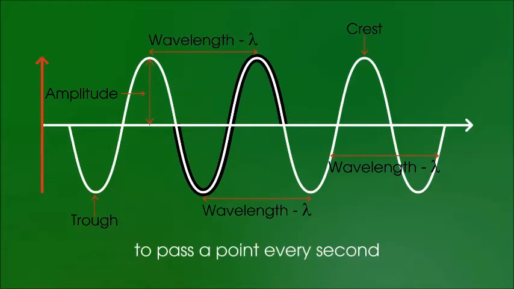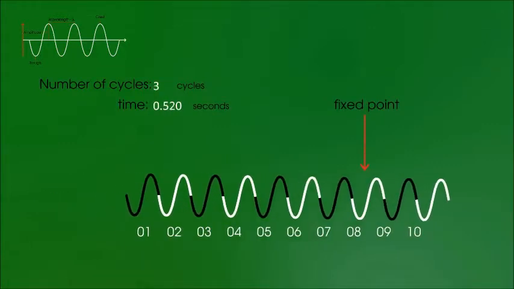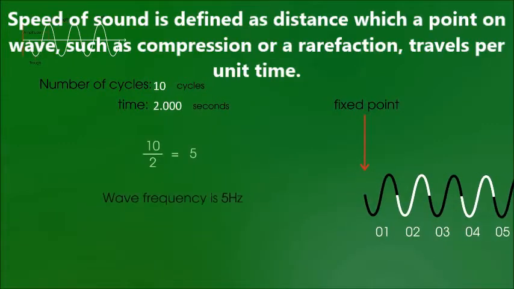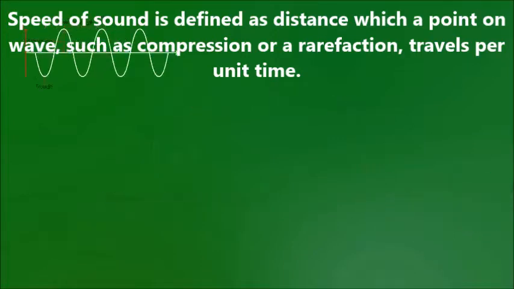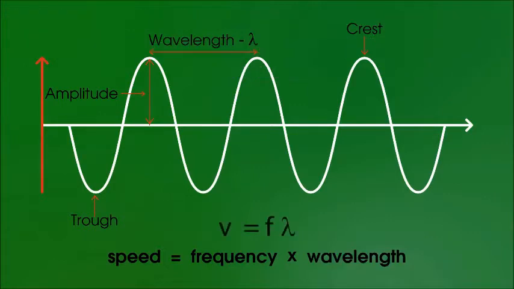Finally, frequency, which is the number of complete waves to pass a point every second. And it's given the unit of hertz. So an example of this would be if 10 waves pass in 2 seconds, the frequency would be 5 hertz. Using these things, we can now calculate the speed of a wave using the equation speed equals frequency times wavelength, or in symbol form, V equals F lambda.